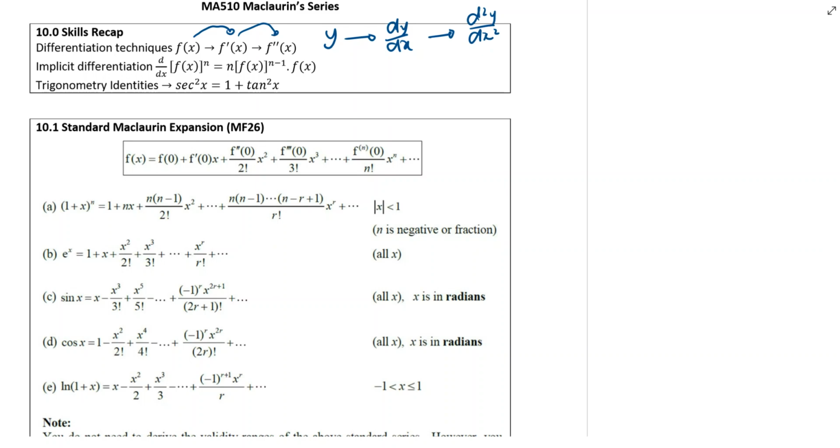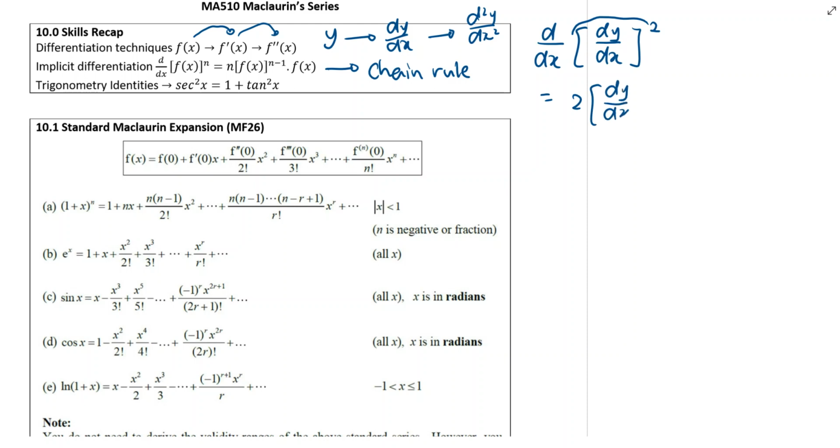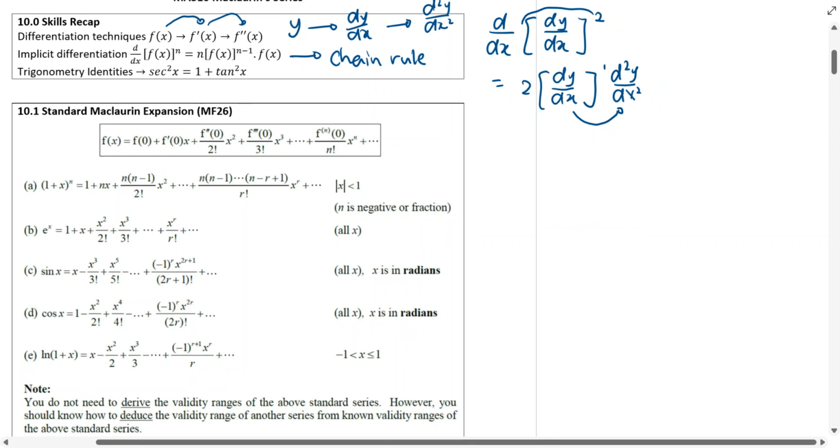Okay, next is implicit differentiation. If you differentiate f(x) to the power of n, power bring down, this effectively is a chain rule. Okay, chain rule. So if you are differentiating (dy/dx) squared, we can apply chain rule to this. Power bring down 2 (dy/dx) power 1. Okay, and then now you differentiate inside. Differentiate dy/dx, you get d2y over dx squared. So implicit differentiation is very important in this chapter, as well as your trigo identities.